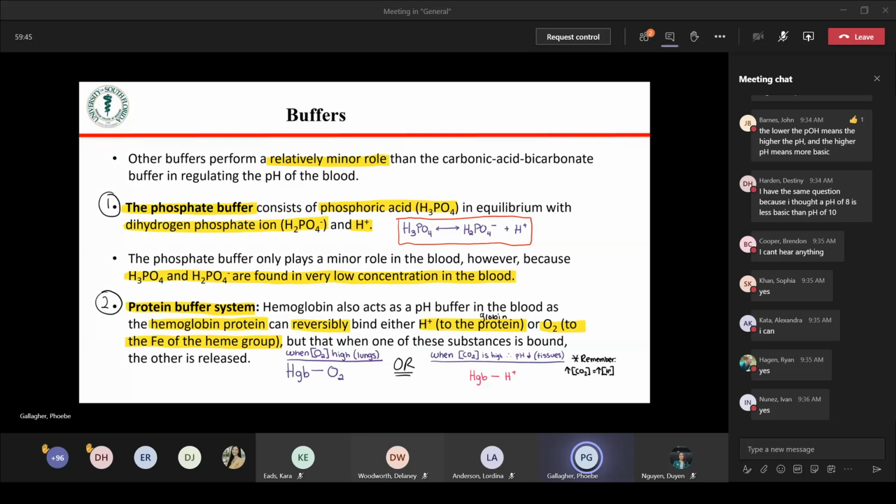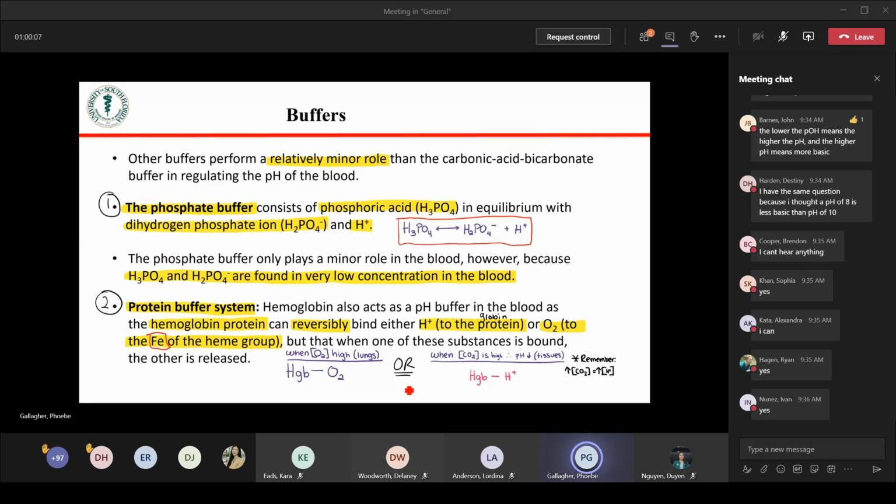When your blood reaches your lungs, the oxygen concentration is going to be high, right? Because you're breathing in all this oxygen. So the oxygen is going to bind to the hemoglobin, specifically the iron group. You don't have to worry about this too much because we're going to go over it when we learn about hemoglobin in a few lectures. So this is just an introduction.